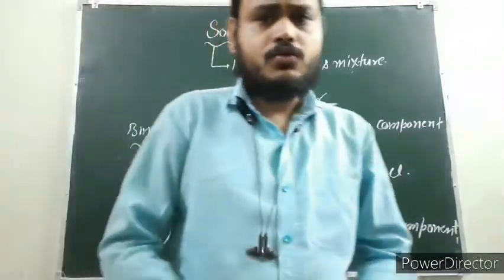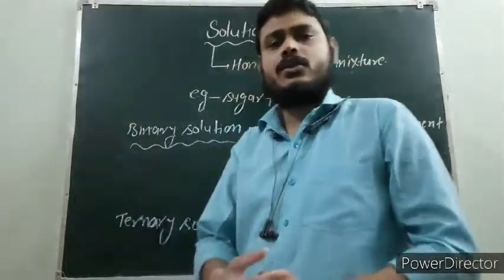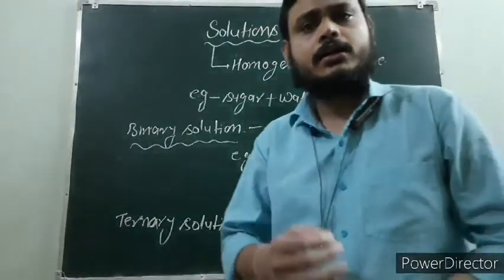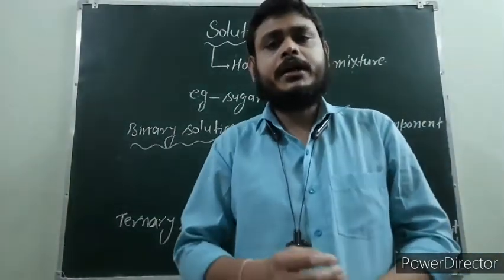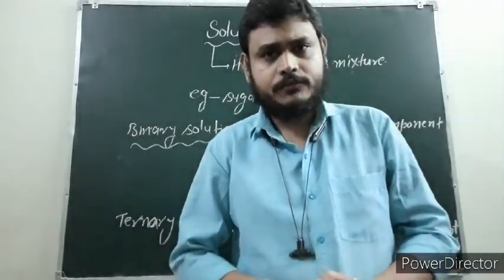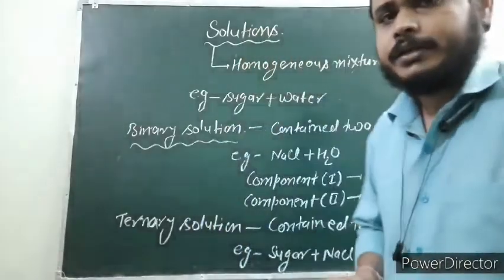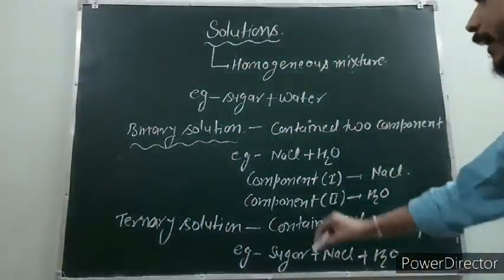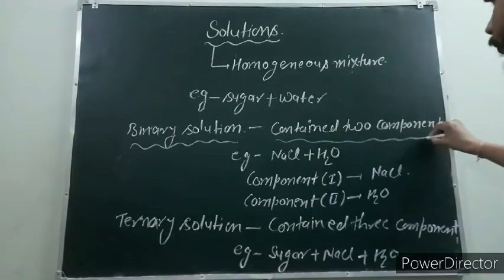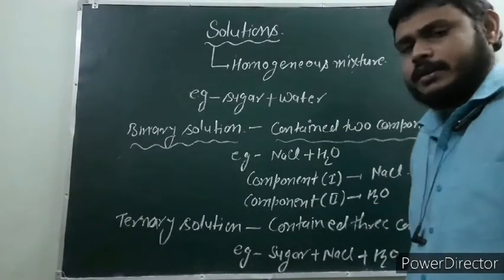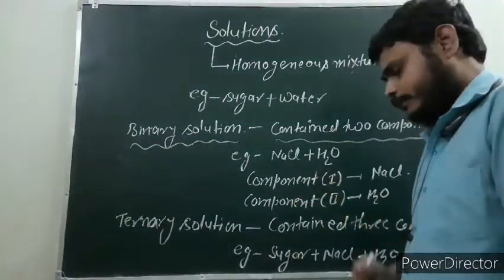Now, second is the binary solution. What is the binary solution? How to define the binary solution? Binary solutions are those solutions which contain two components. Which contain two components is called binary solution. Clear? For example, NaCl and water.